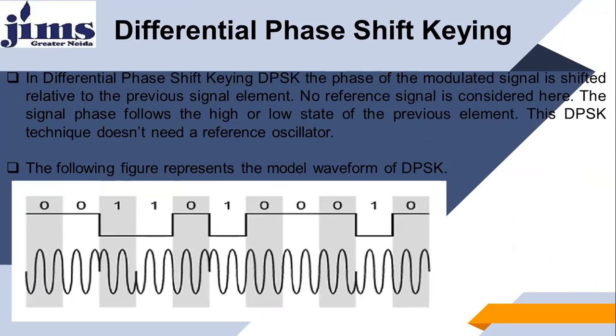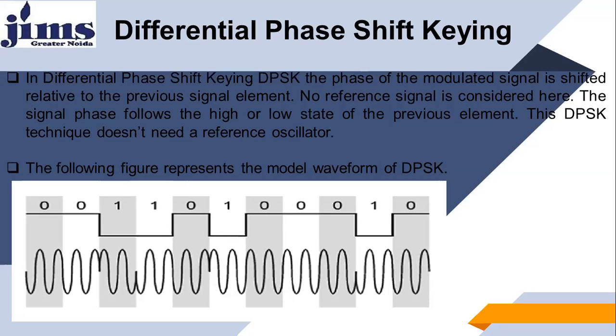Now come to the topic, differential phase shift keying, DPSK. In DPSK, the phase of the modulated signal is shifted relative to the previous signal element. Means the phase shift is according to the previous bit, right? The phase shift actually depends on the present bit, but the present phase shift depends upon the previous bit.